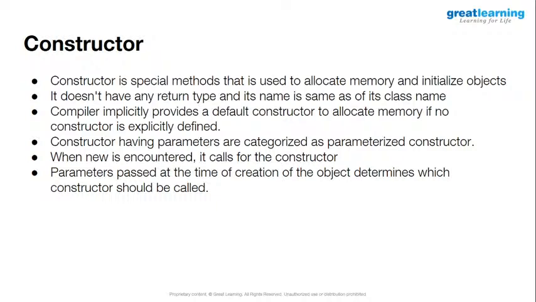A constructor having parameters, so you can pass parameters, is called a parameterized constructor. When new is encountered, it calls for a constructor. We saw that whenever we wrote new, the name of the class and the parentheses called the constructor. Parameters passed at the time of creation of the object determine which constructor should be called.